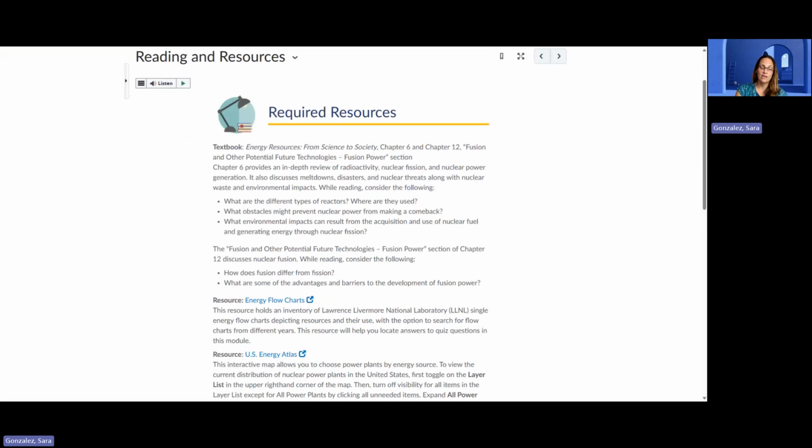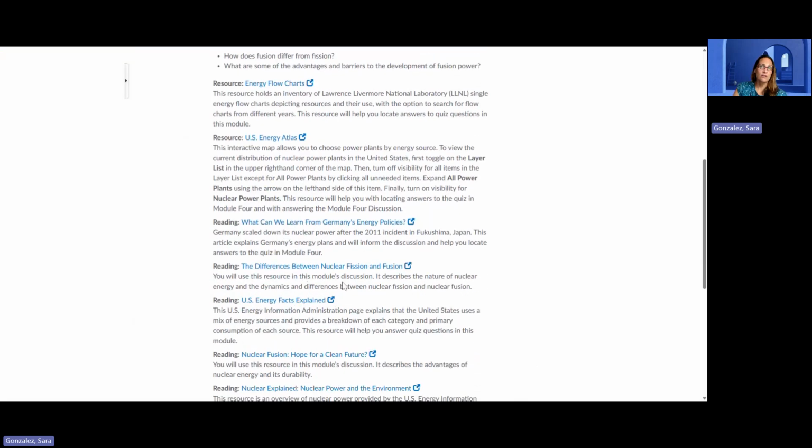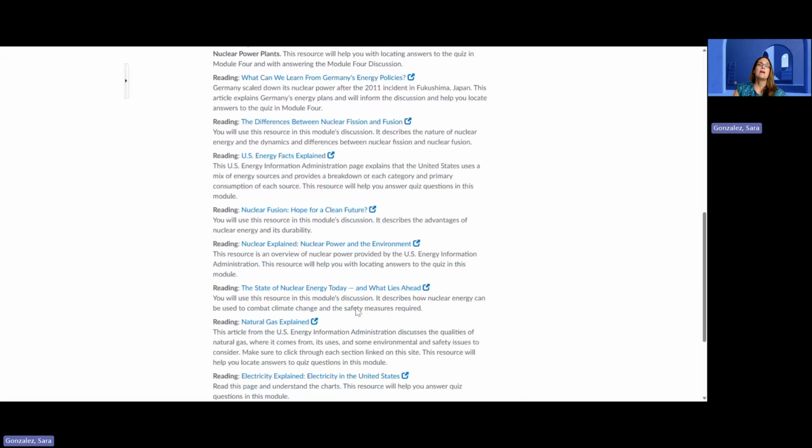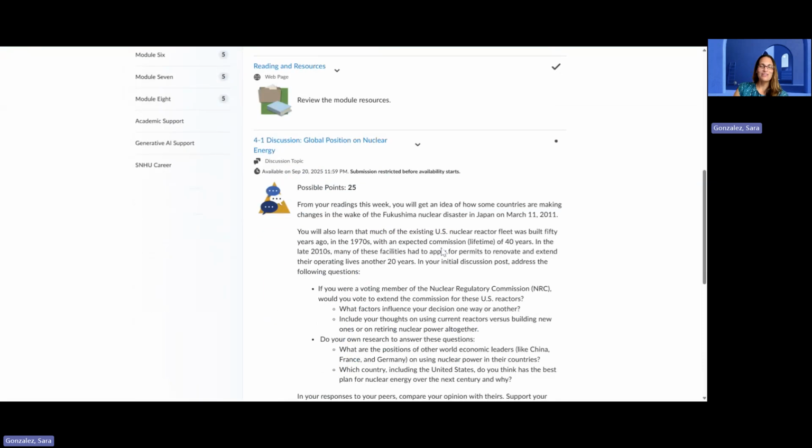Chapter 12 is going to look at fusion and other potential future technologies. So that's going to look at fusion as compared to fission. So right now we do fission, where it's splitting. Fusion is going to fuse these radioactive elements. That is in the future. That's still kind of in the works here. And then some of the advantages and barriers to development of fusion power. There's also a few articles for your reference as well. So looking at the difference between fission and fusion, looking at Germany's energy policies, and more information here about nuclear power. Not too much to do this week, so you'll be probably happy to know that.